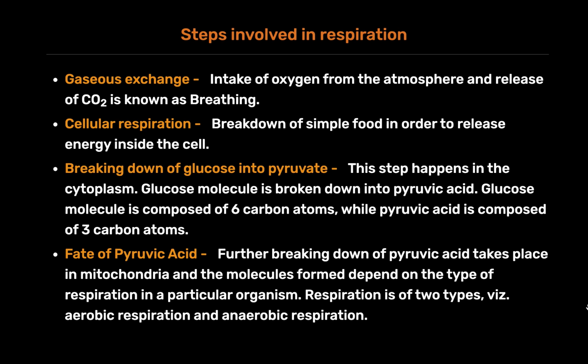Now we will know about breaking down of glucose into pyruvate. This step happens in the cytoplasm. Glucose molecule is broken down into pyruvic acid. Glucose molecule is composed of 6 carbon atoms, while pyruvic acid is composed of 3 carbon atoms.